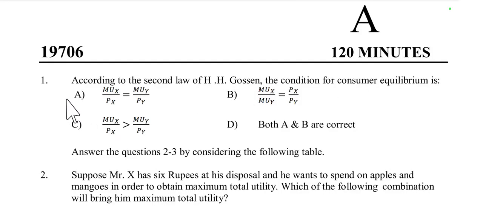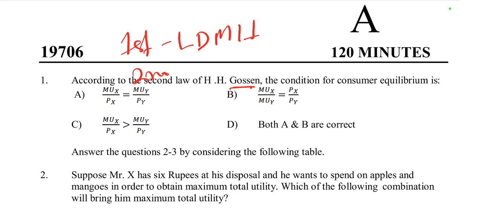So today's first question is question number 1. According to the second law of Gossen, the condition for consumer equilibrium is. The question asks for Gossen's second law. Gossen's second law is the law of equimarginal utility. You know, Gossen's first law is the law of diminishing marginal utility, and Gossen's second law is the law of equimarginal utility.